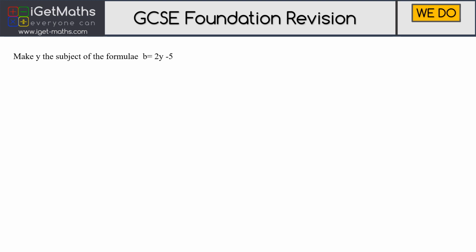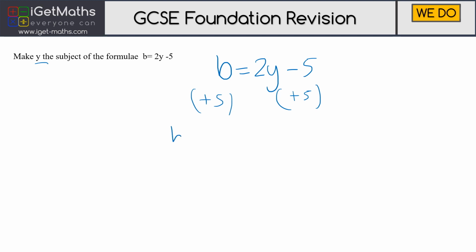Okay, make y the subject of the formula. B equals 2y minus 5. So we've got B equals 2y minus 5. And what we're trying to do is get y to be the subject and by itself. So step 1, we're going to do the inverse and get rid of minus 5. So we add 5 on both sides. That now on the left hand side will give us B plus 5 is equal to 2y.